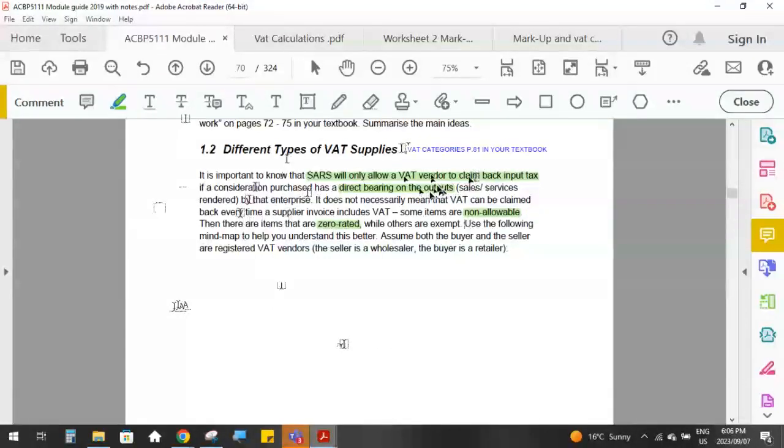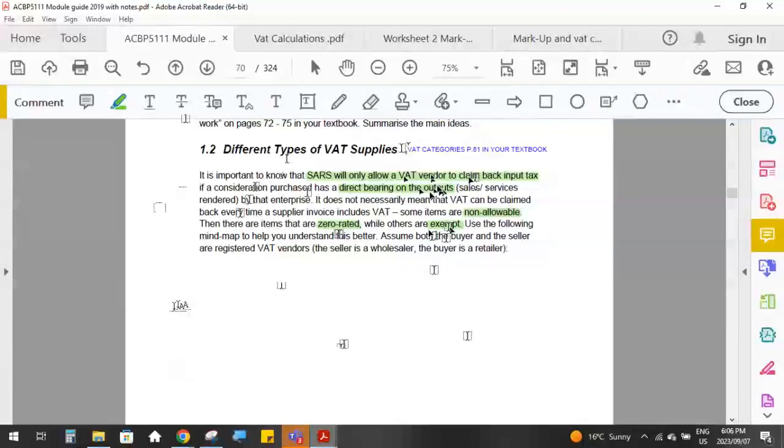And then the other ones where there is no VAT added to the invoice at all are certain items that are exempt, which means zero rated means VAT is added at a rate of 0%, and goods that are exempt means there is no VAT at all, they're entirely exempt. So on page 82, you've got the list of the exempt items, and these are life insurance.